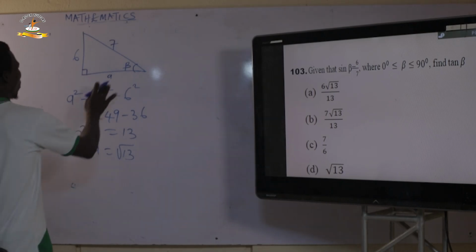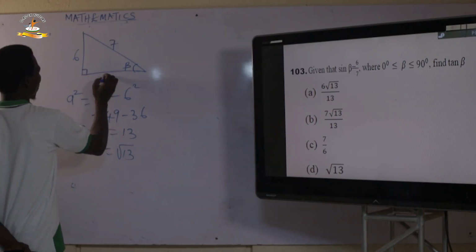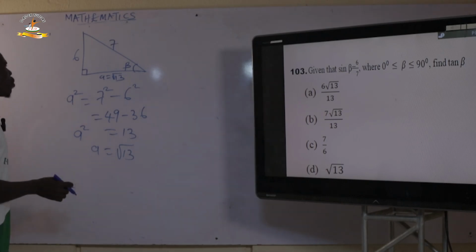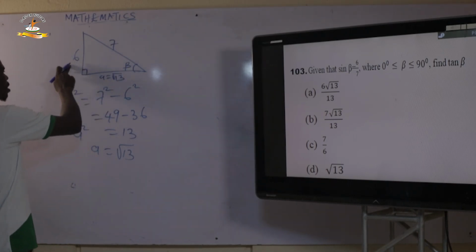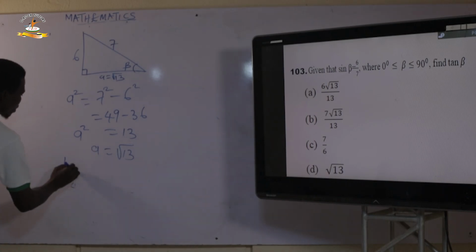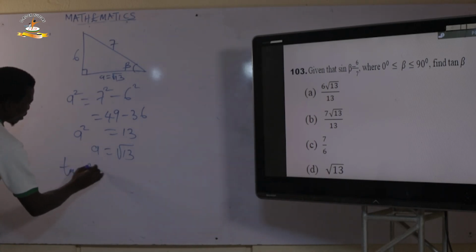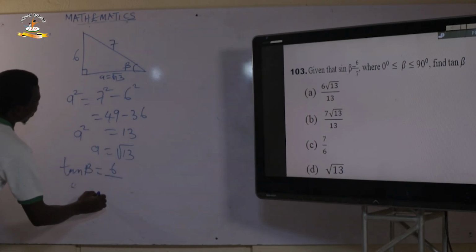What is 10B? So I quickly replace this A as what? Square root of 13. So what is tan? Tan beta is TOA, opposite over adjacent. That's 6 over root 13. Say tan beta equals 6 over root 13.